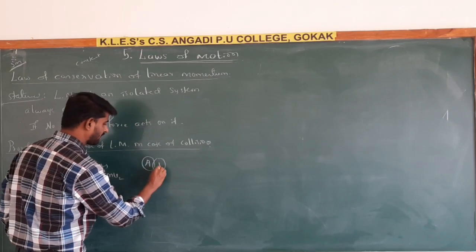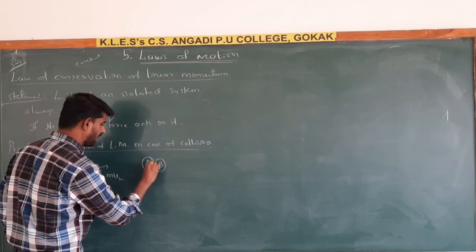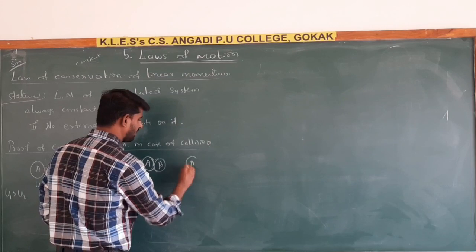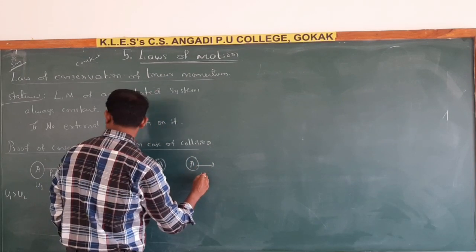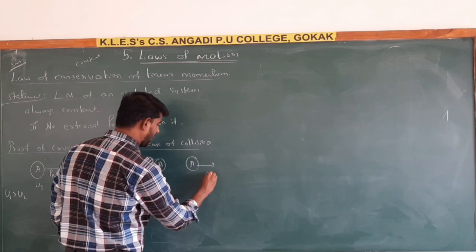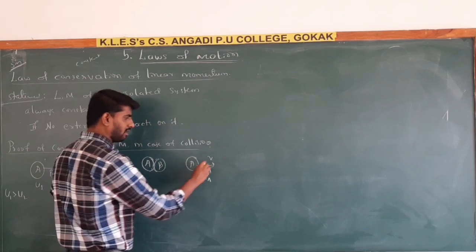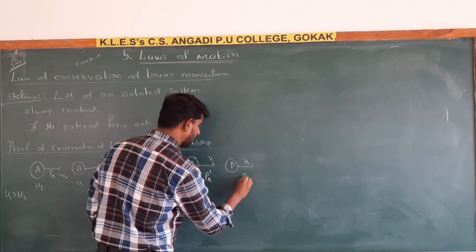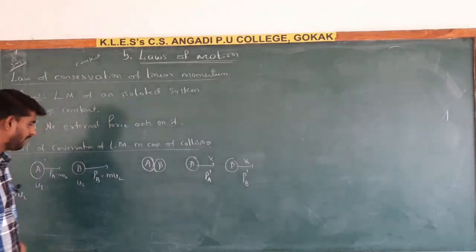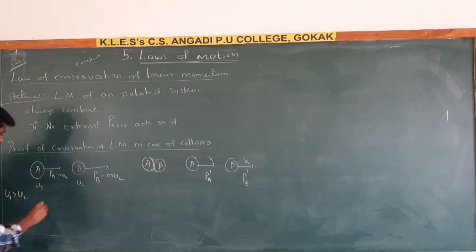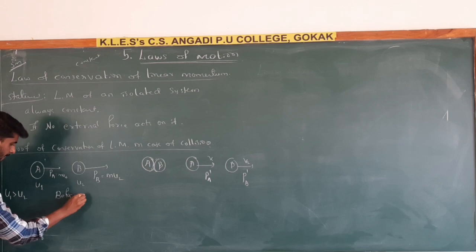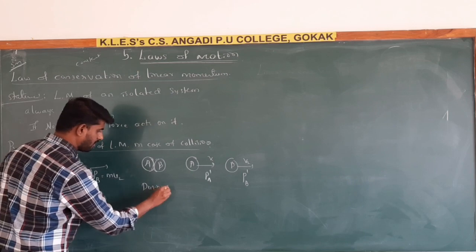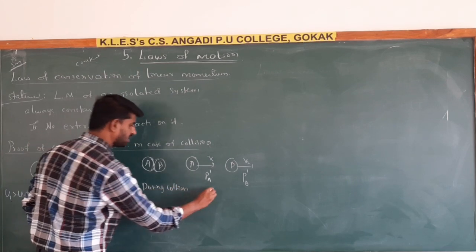So A and B collide, meaning the two bodies hit each other. After that, the linear momentum of A is changed to PA dash. Its velocity is V1. Okay, and B is moving with the velocity V2. Its linear momentum changes to PB dash. See here, initially this is before collision, this is during collision, and this is after collision.